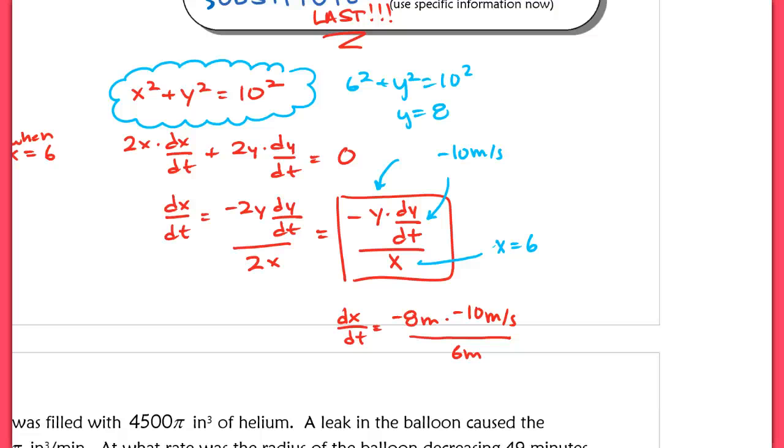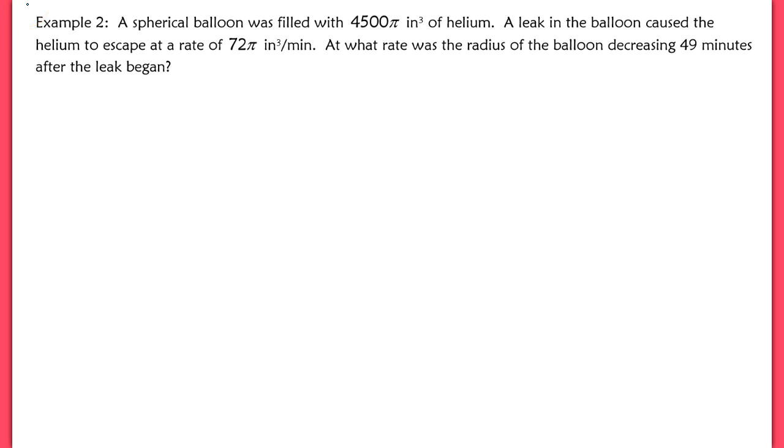So if we just go through here, we end up with positive 80 meters squared per second divided by 6 meters, and obviously the units here can cancel as well, so we end up with 40 meters per second. So we definitely have a reasonable answer here because our units check off. All right, so let's move on to our next example. Here it says a spherical balloon was filled with 4,500 pi cubic inches of helium.